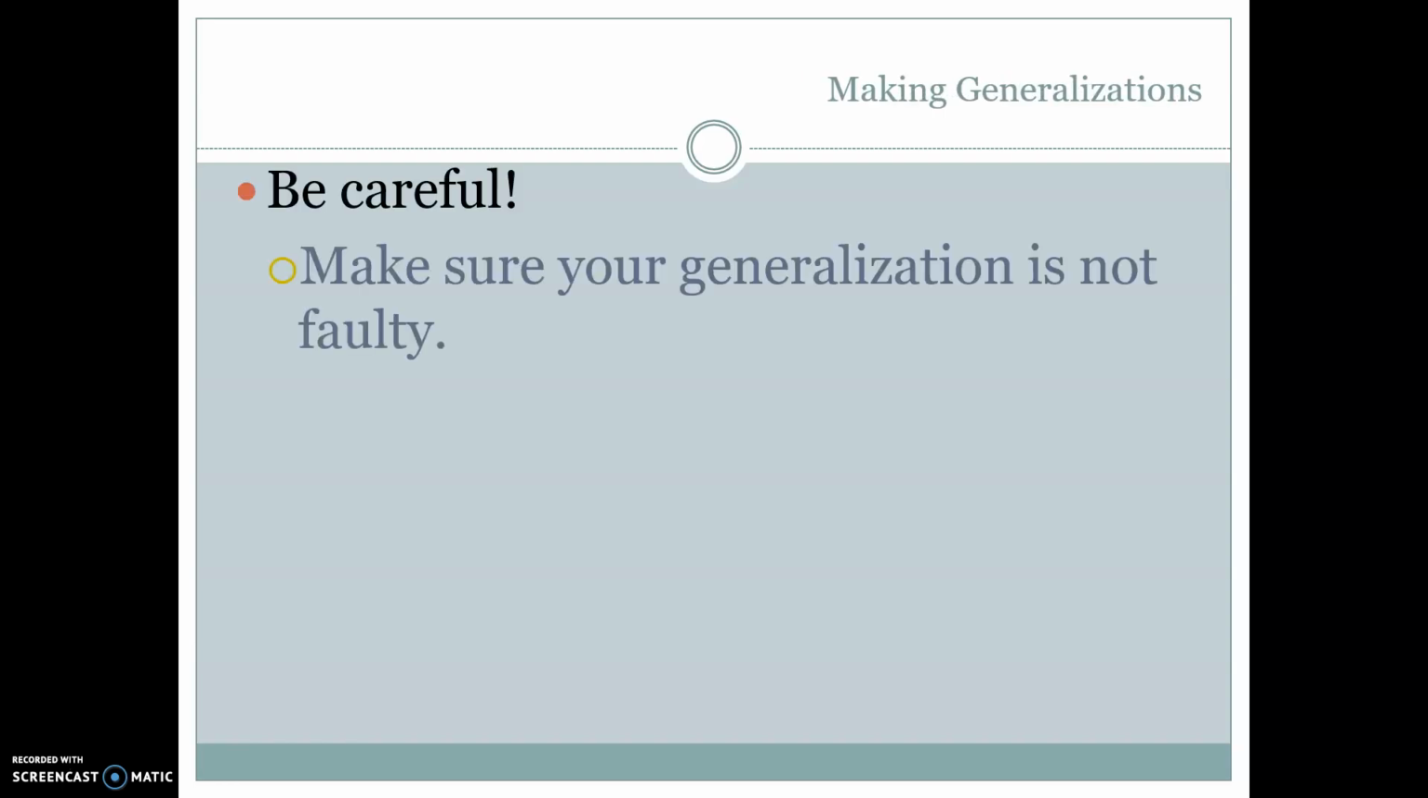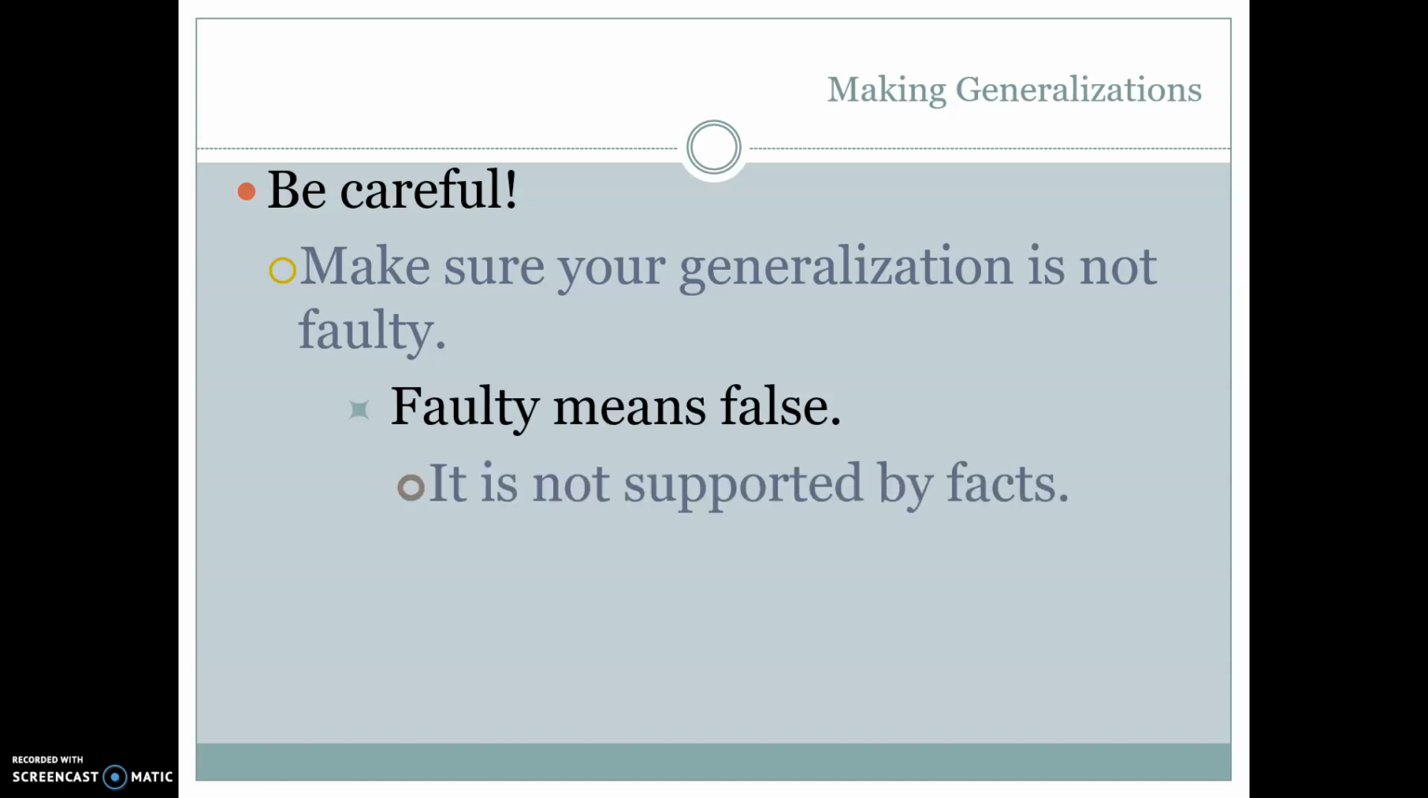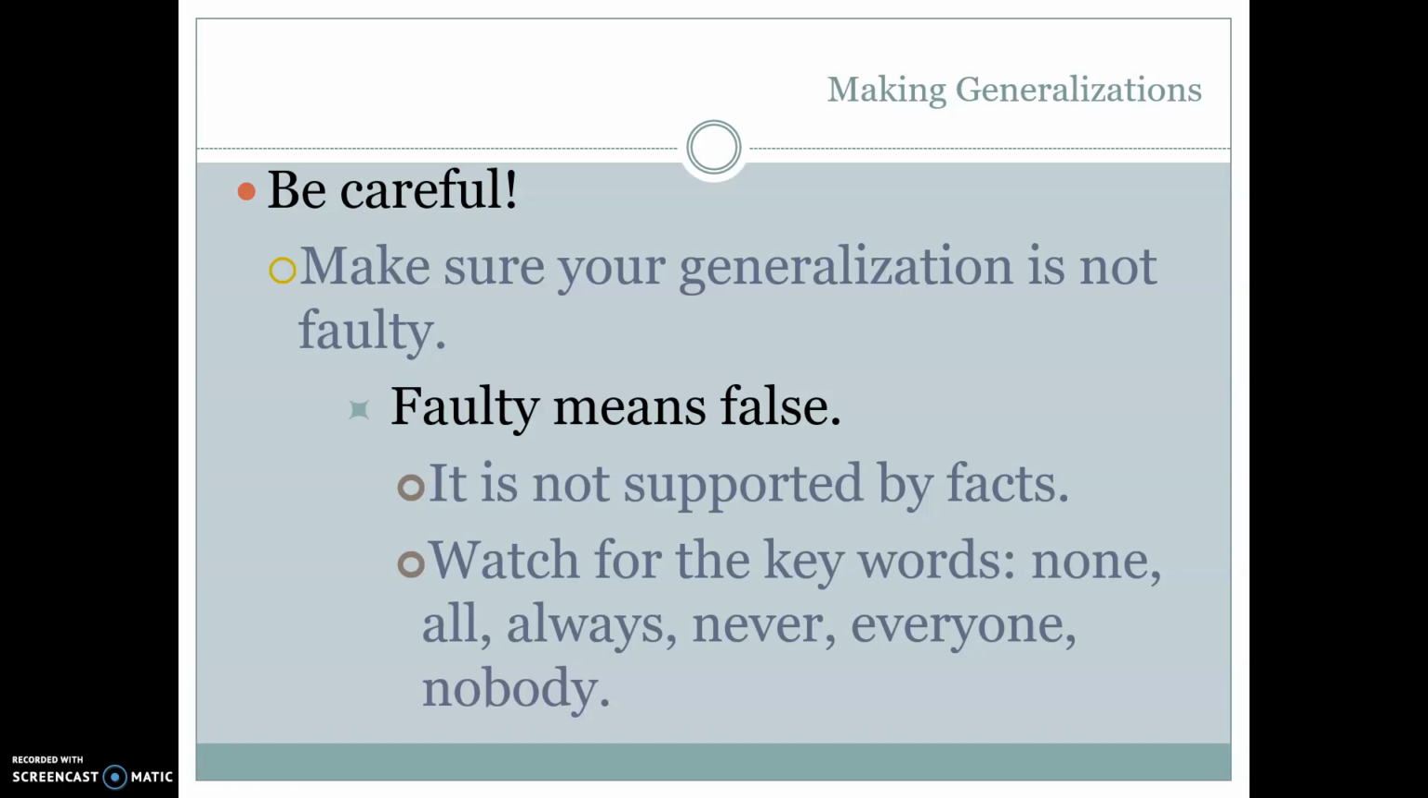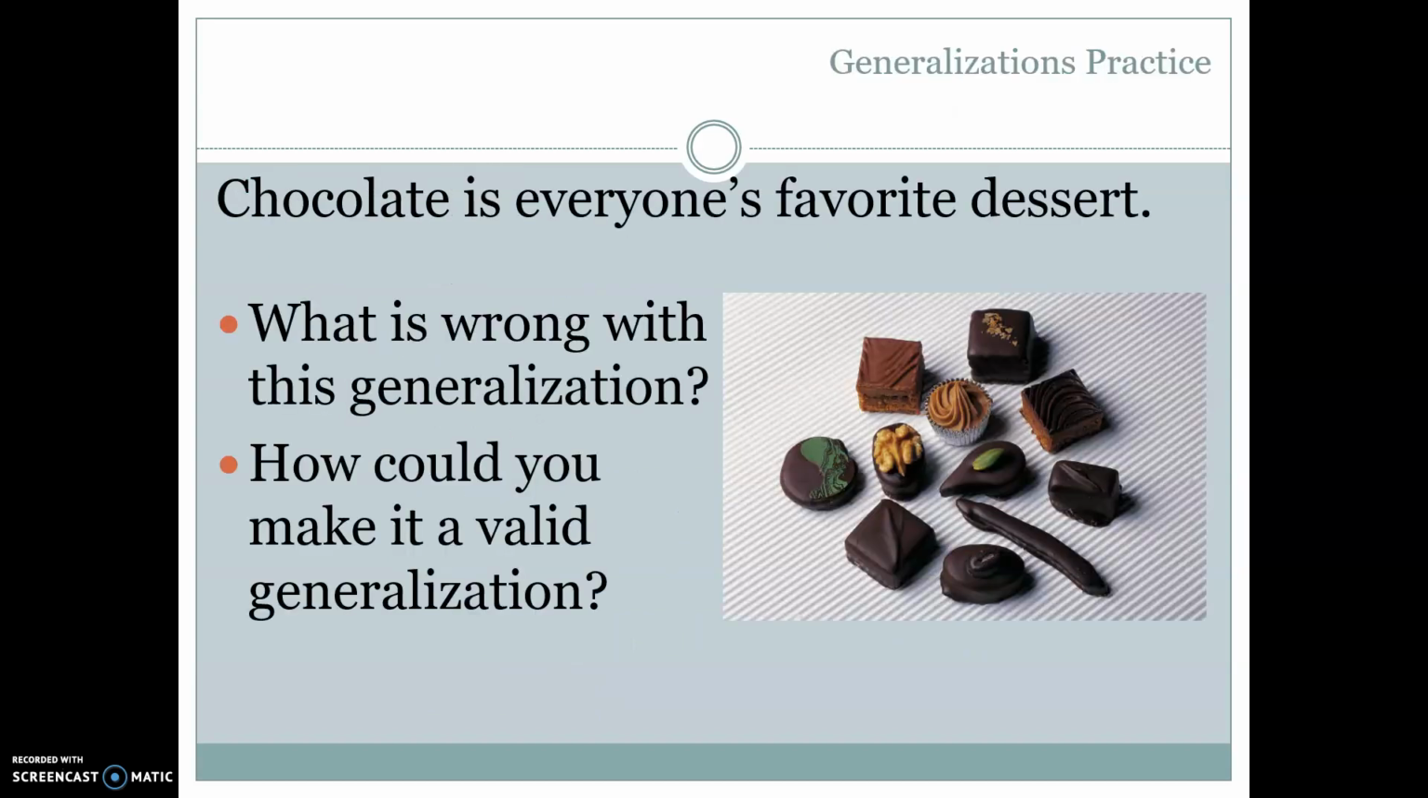Be careful. Make sure your generalization is not faulty. Faulty meaning false, meaning it is not supported by facts. Watch for the keywords none, all, always, never, everyone, nobody. Chocolate is everyone's favorite dessert. What is wrong with this generalization? How could you make it a valid generalization?